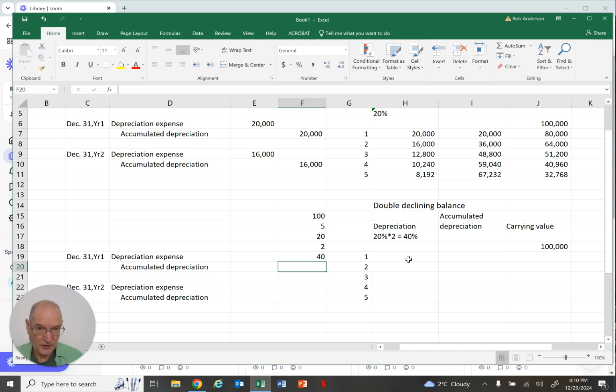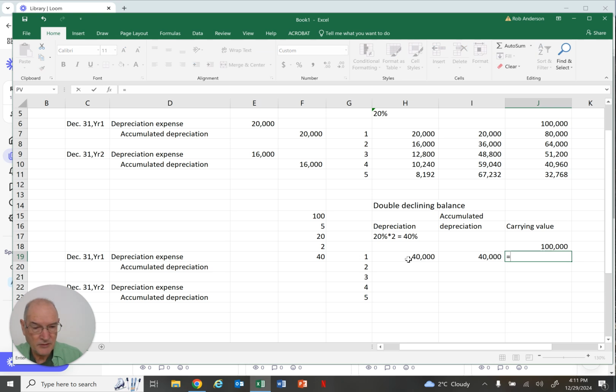So you can see right away, instead of having 20,000 for the first year depreciation, we have 40,000. So 100,000 times 40% is 40,000. Now it's the first year, so accumulated depreciation is also 40,000. And if we take our 100,000 and we deduct the current year depreciation, we have carrying value of 60.